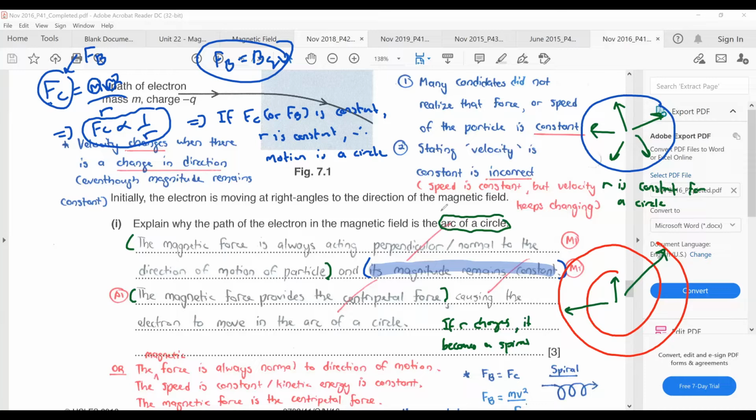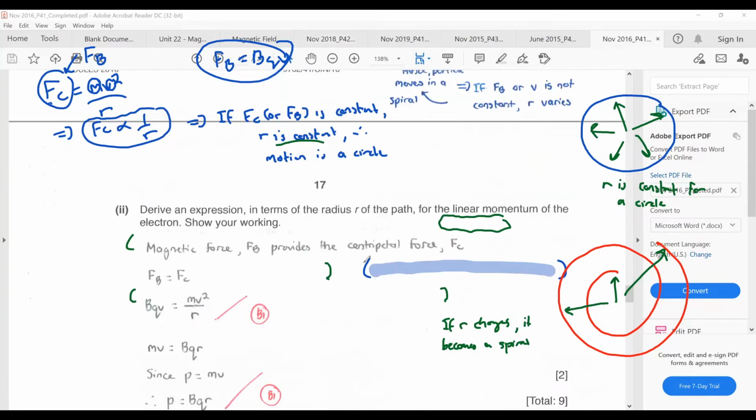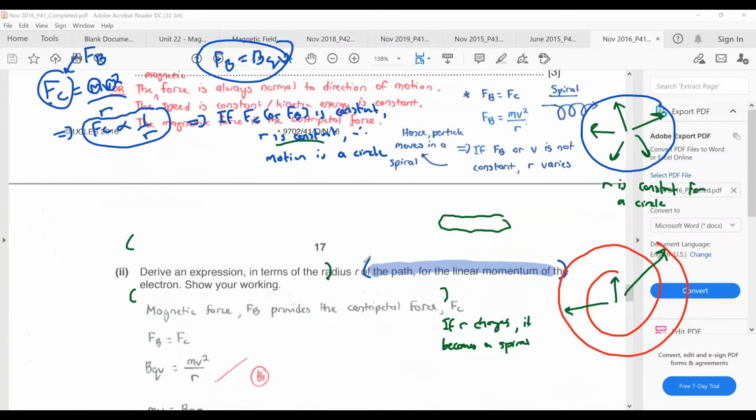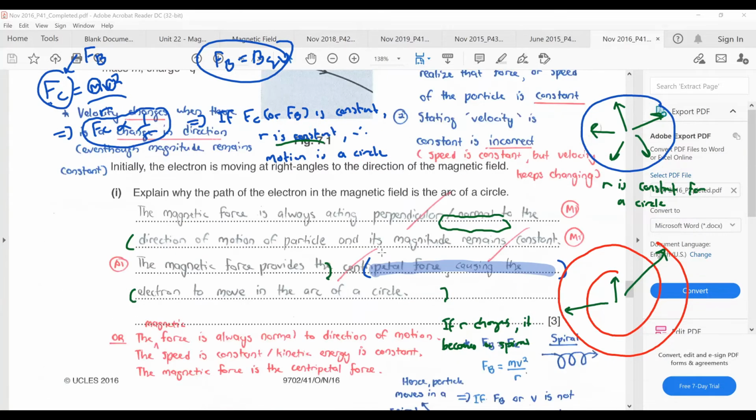Another thing you needed to explain is the part where the magnetic force is constant. Because the magnetic force is constant, your centripetal force is constant. That ensures that your radius itself is constant. So this one contributes to you moving in a circle. Okay, this is another factor. Okay, so that part is okay, right? So this is one part of it.